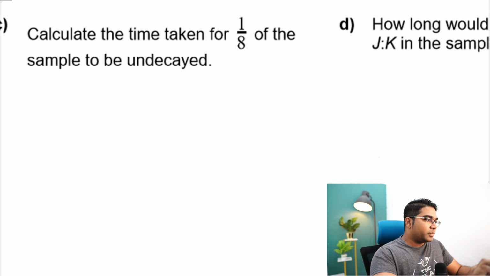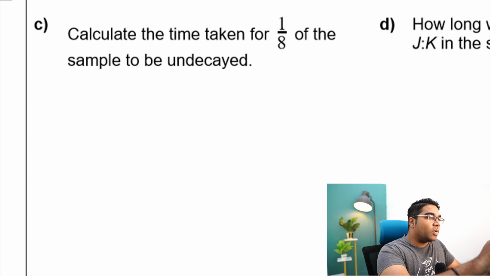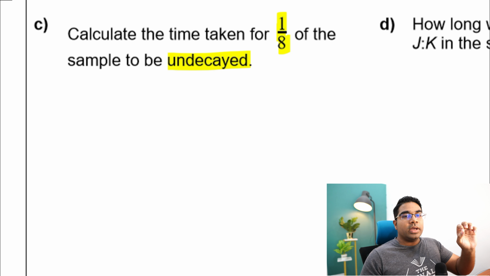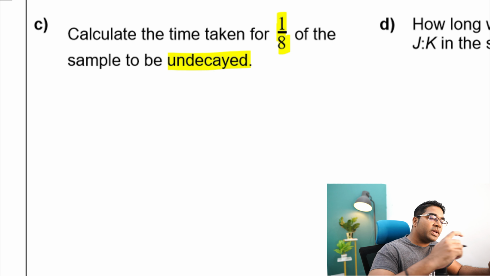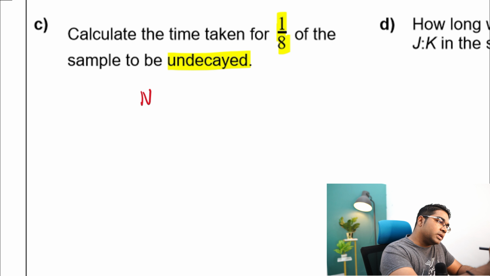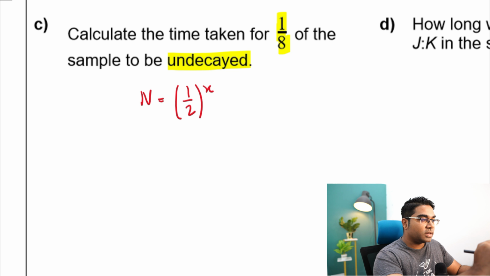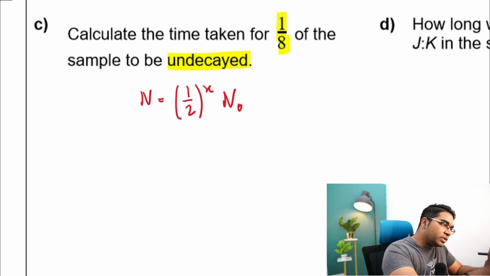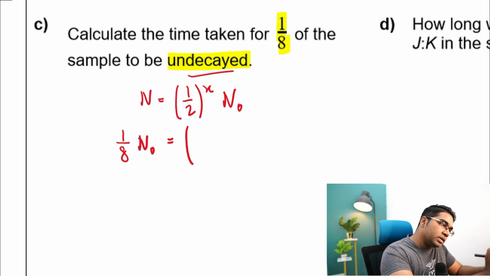Let's try another question. Calculate the time taken for 1/8 of the sample to remain undecayed. So in this case, we are looking at the proportion of radioactive nuclei remaining, the undecayed nuclei. Therefore, we can straight away substitute this into the equation. N is equal to 1 over 2 to the power of the number of half-lives that have passed multiplied by the initial number of radioactive nuclei. And in this case, N is equal to 1/8. 1/8 of the initial value is remaining.